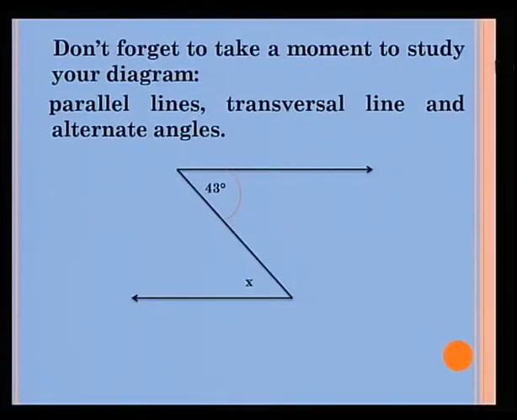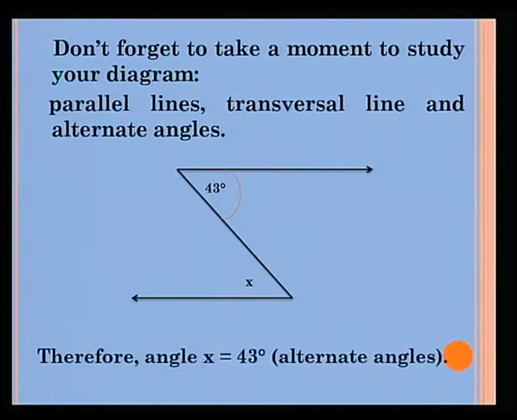Let's have a look at this example. Don't forget to take a moment to study your diagram. We see two parallel lines, a transversal line, and alternate angles. We have just learned that alternate angles are equal, therefore x is equal to 43 degrees.